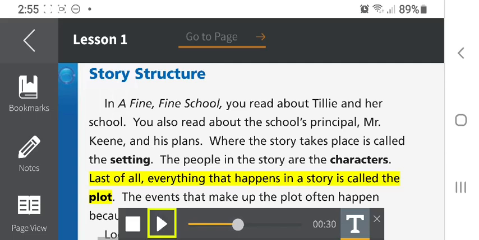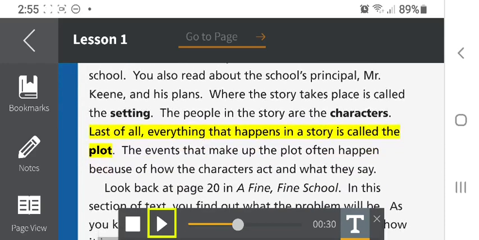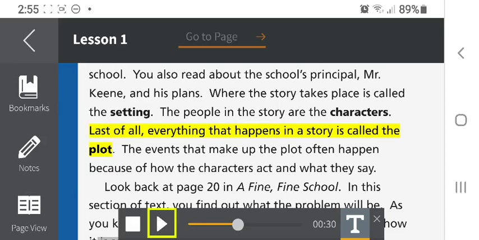So here we study three main elements: setting, or the place where the story happens; characters, who are the people; and the plot, which is the incidents, or what happens in the story.